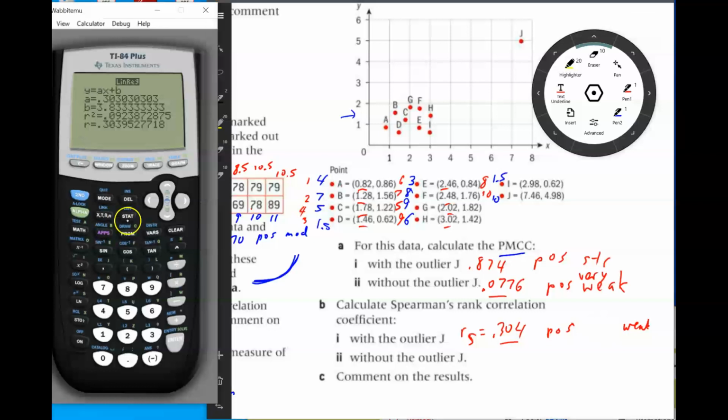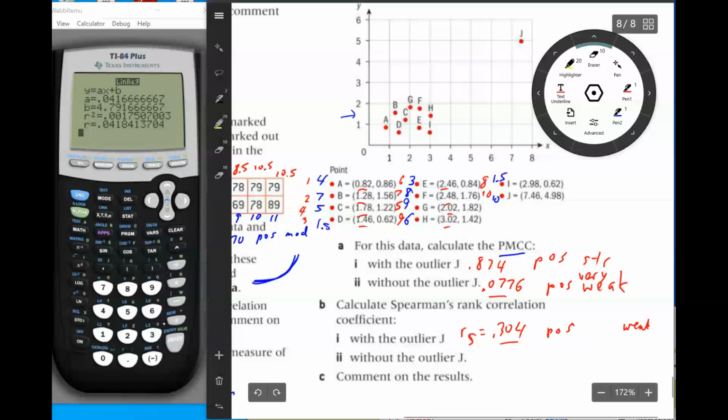Now let's do it without the outlier J. To do that, all we need to do is go down and erase the last rank, which was 10. Yeah, so we just delete that one. And we delete that one, and then we repeat StatCalc.MAIlinreg, which is option 4, and then we run again, and our R value is, wow, look at that. So now our R value is 0.0418, which is very small. Now it's positive, very weak.